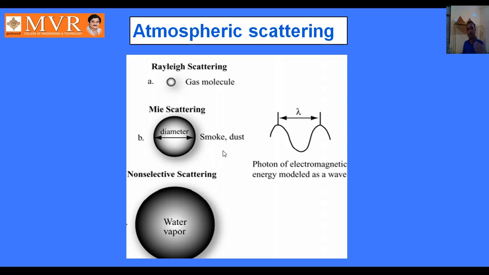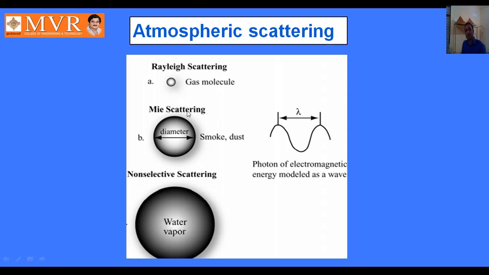So here in atmospheric scattering, this is the Rayleigh scattering, where the particle size is very small when compared to the incident radiation wavelength. When the particle size and the incident radiation wavelength are both the same, Mie scattering occurs. Going from Rayleigh scattering to non-selective scattering, the particle size increases. When the particle size is larger than the incident radiation wavelength, that is called non-selective scattering. You should have a clear idea about these three.